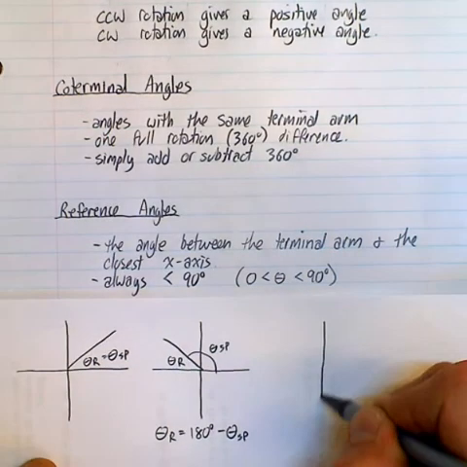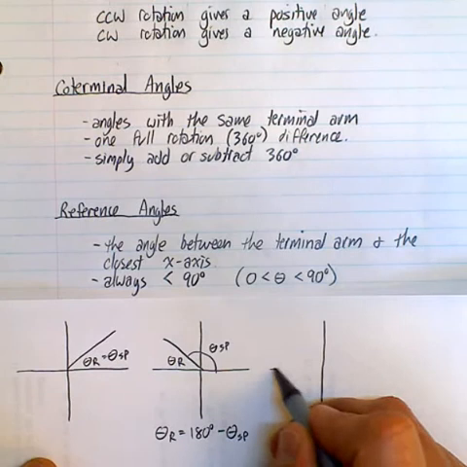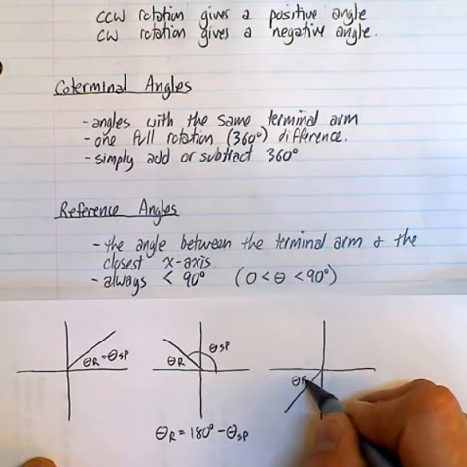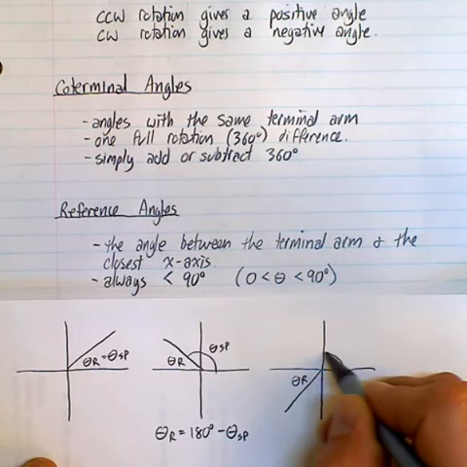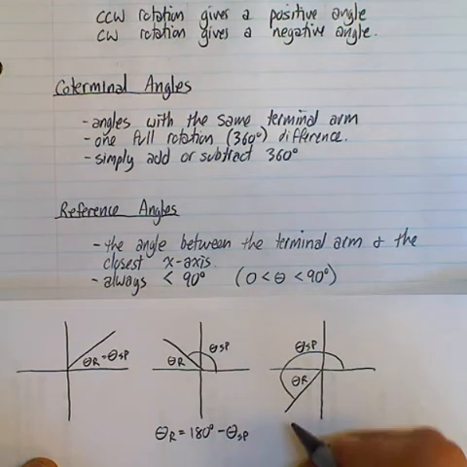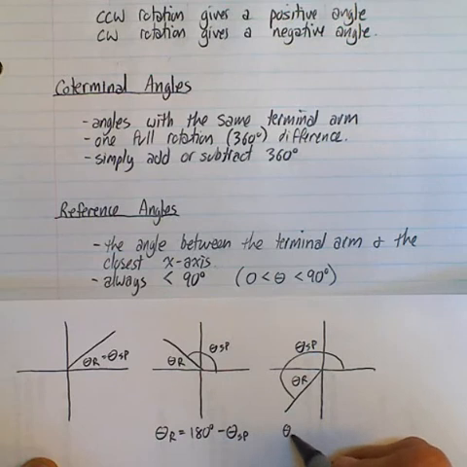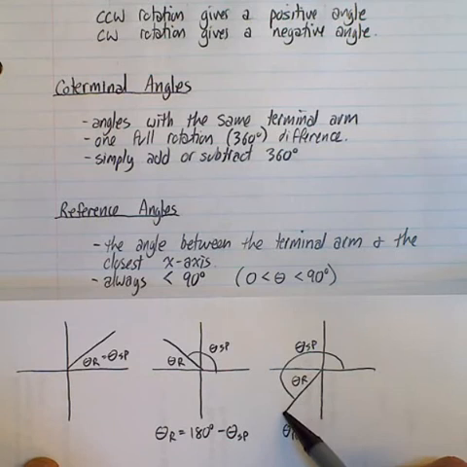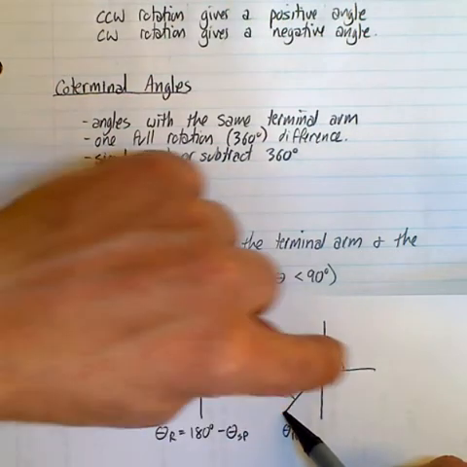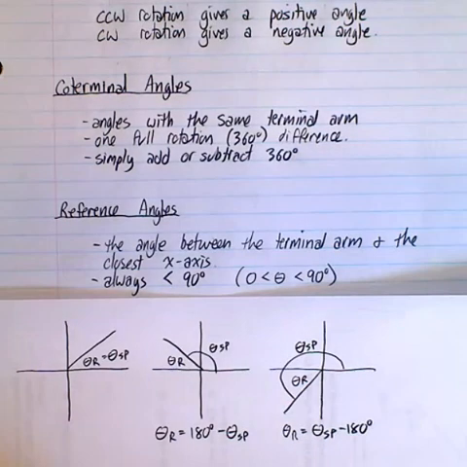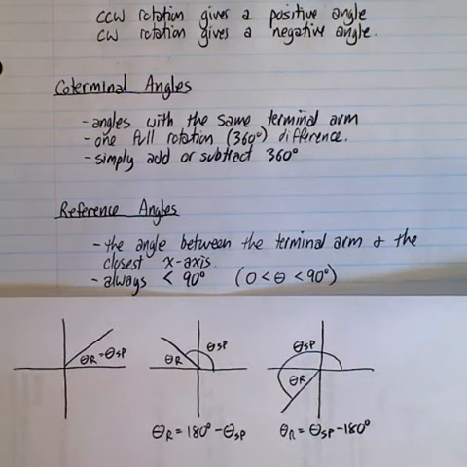Now, if you're down in the 3rd quadrant, let's make this my theta r, and then this whole thing is your standard position angle, right? So your reference angle now will be, well, if this is your standard position angle, you want to know this thing, you can take away 180. So your standard position minus 180 degrees will equal your reference angle in that case.